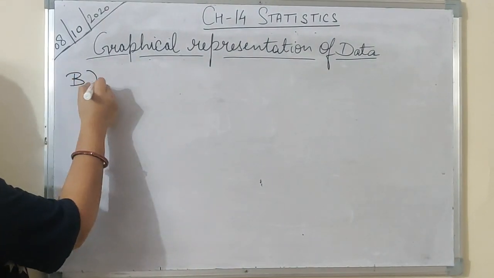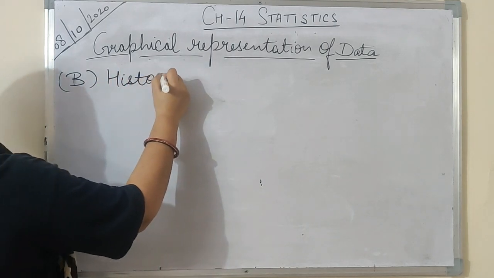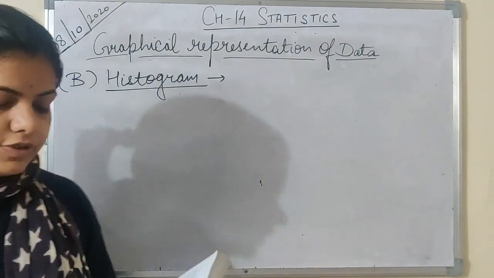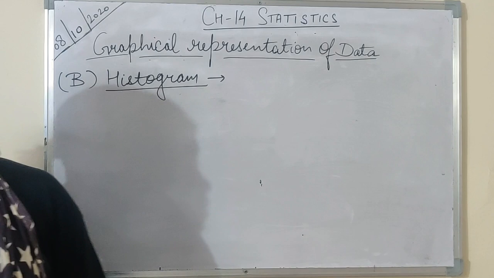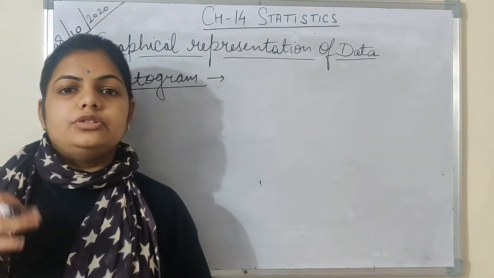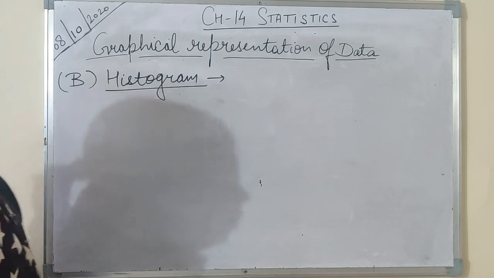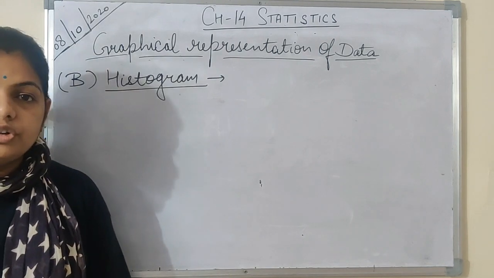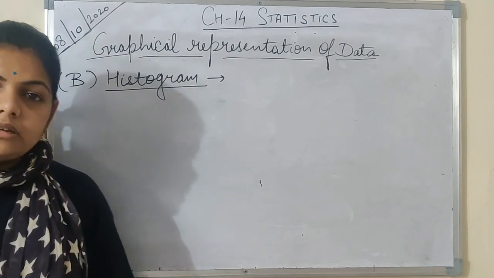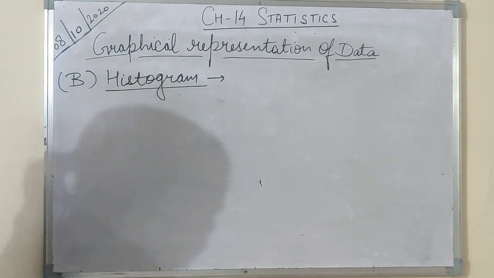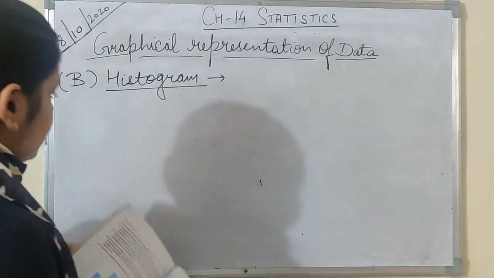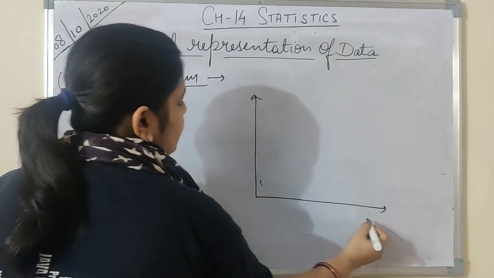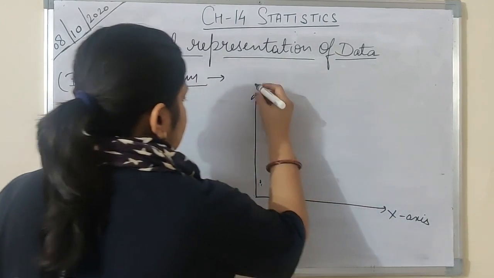Next type is the histogram. For a histogram, it is first of all compulsory to convert your question from a non-continuous interval, or non-continuous frequency table, to a continuous one. As I have told you earlier, that is how to make it from non-continuous to continuous, so you will do it like that. Now let me tell you how to make a histogram. In a histogram, there will be no spacing in between the bars.